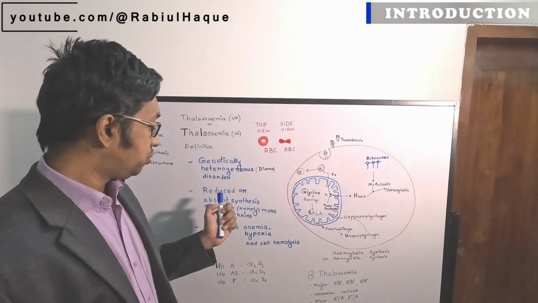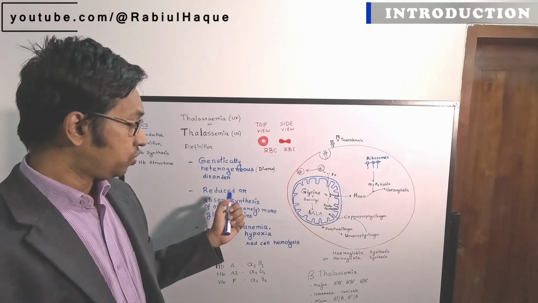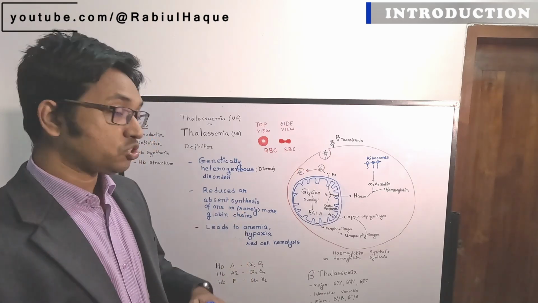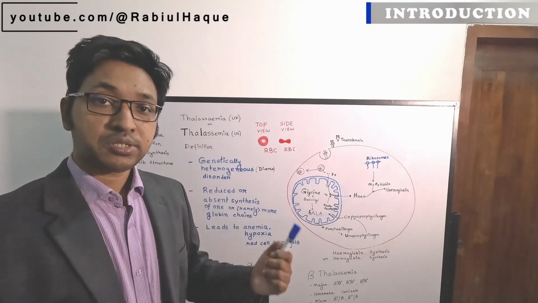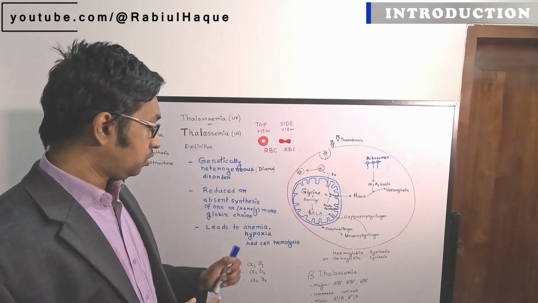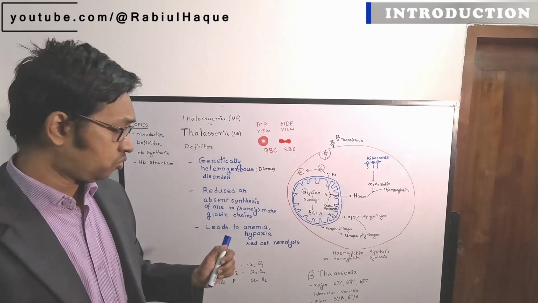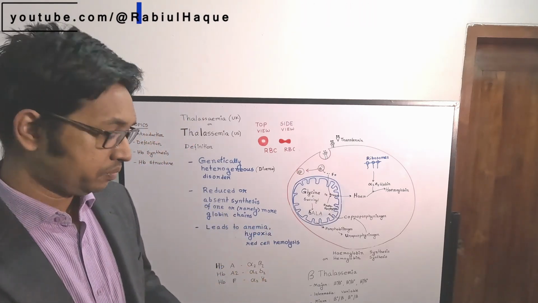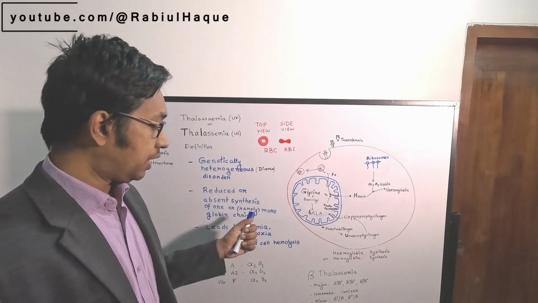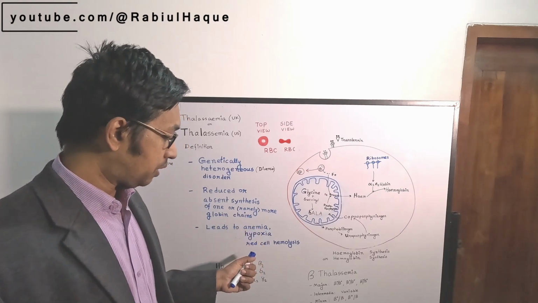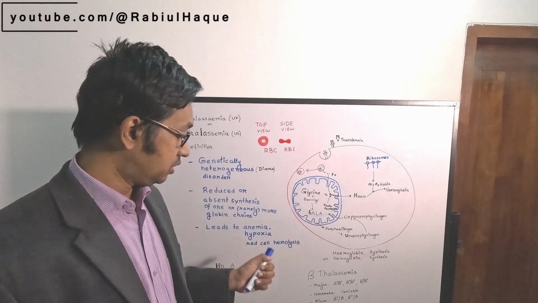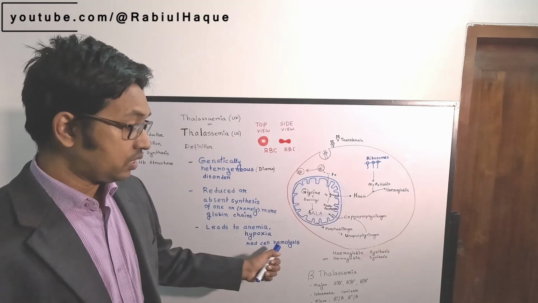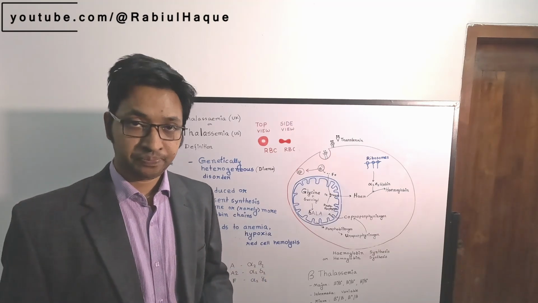So what is happening in this genetic disorder? There is reduced synthesis or reduced production, or there may be absence of synthesis, of one or rarely more than one type of globin chains in the hemoglobin, and that will lead to anemia, hypoxia, that is lack of oxygen in the tissue, and red cell destruction or red cell hemolysis, as we will see.